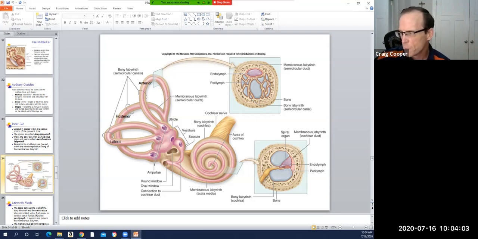And again, it's filled with this gelatinous liquid that those pressure waves from the eardrum, transmitted through the bones, then cause movement of this fluid inside of those chambers.